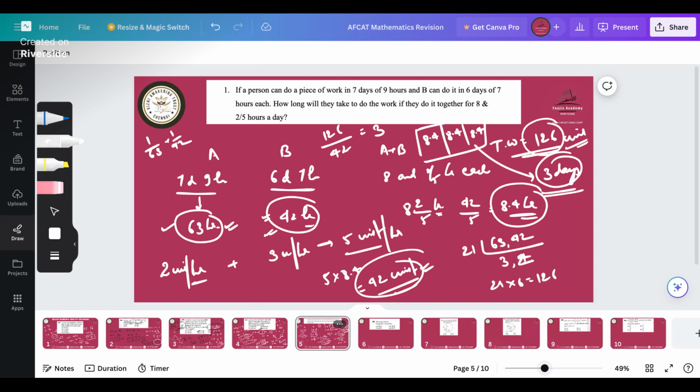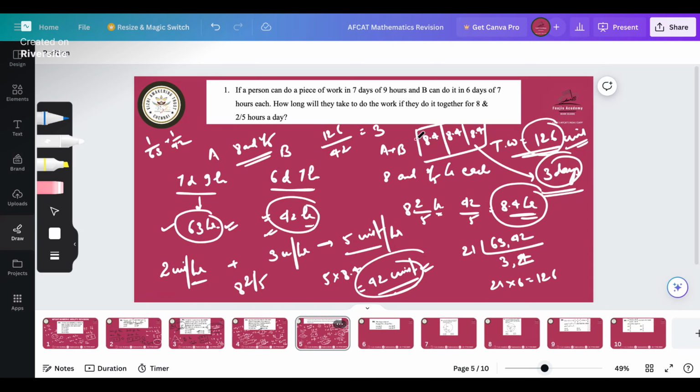We are not departing from anything that we have learned. We are only talking about what we have learned. The aspirants out there will get confused with this 8 and 2 by 5 hours. Is it like 8 days, 2 by 5 hours or something like that? I was confused the first time I saw this question. So what does 8 and 2 by 5 hours mean?